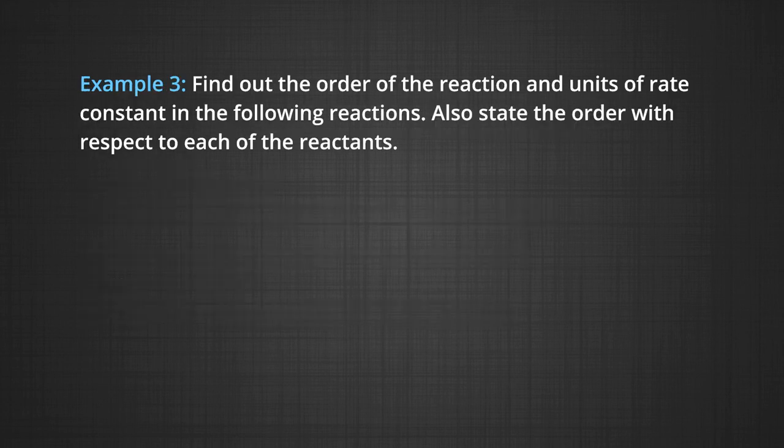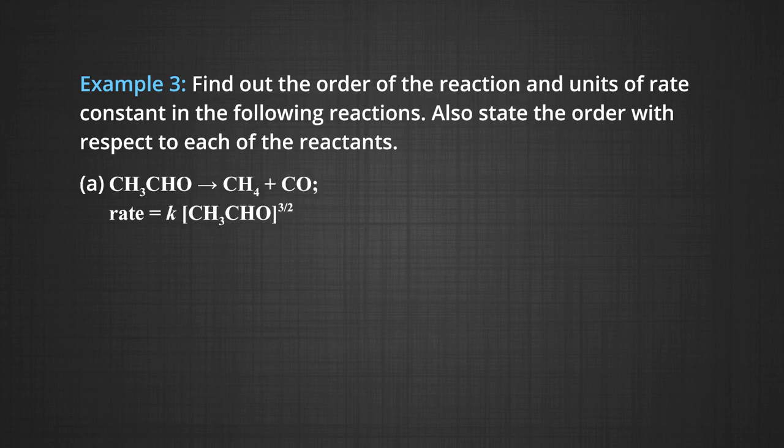Now, again another example for you. Find out the order of a reaction and the units of the rate constant in the following reactions. Also, state the order with respect to each of the reactants. The equation is CH3CHO, that is acetaldehyde, it gives methane CH4 plus CO, that is carbon monoxide.